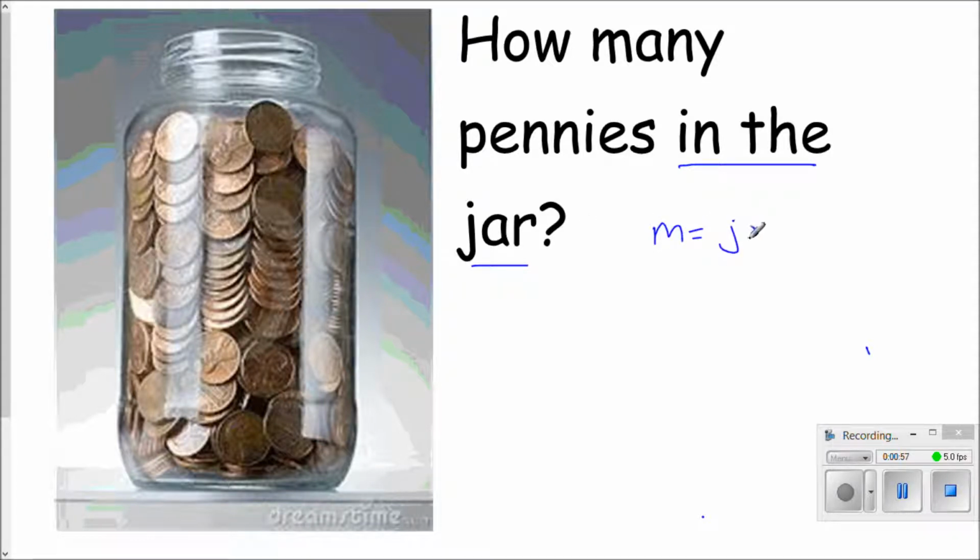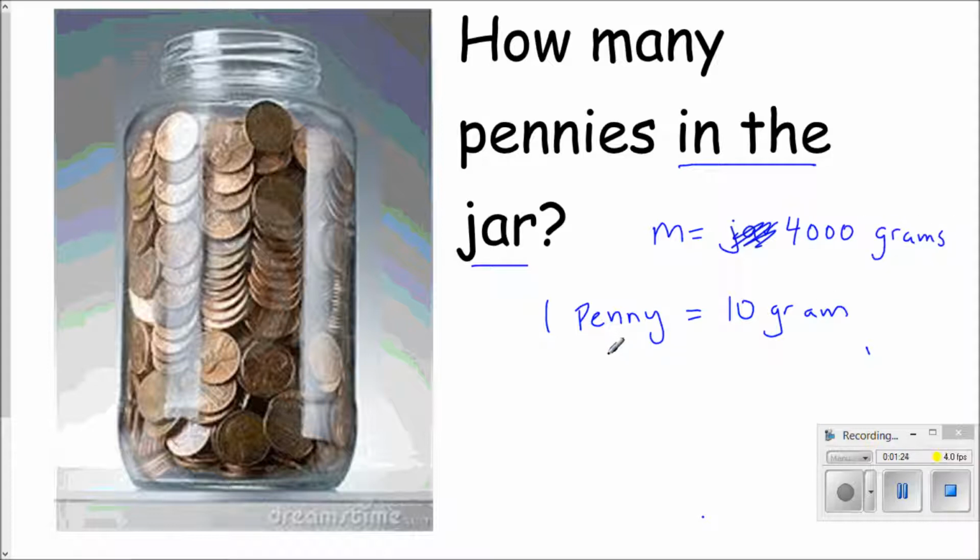If you did that, you would be able to calculate how many pennies there are if you knew how much a penny weighed. So if you knew that one penny was equal to 10 grams, and you knew the mass of the jar was, I know, like 4,000 grams, then you would know that you have 400 pennies, correct? Well, that's exactly right. It's easier to weigh things with mass.